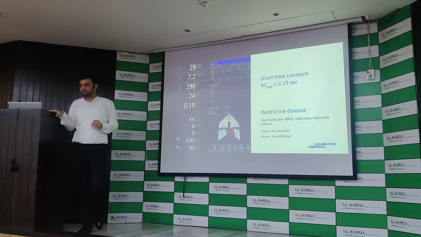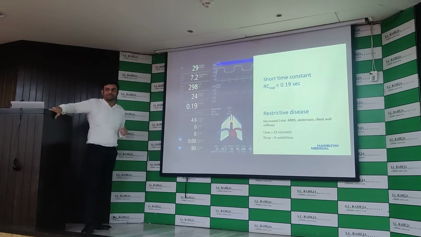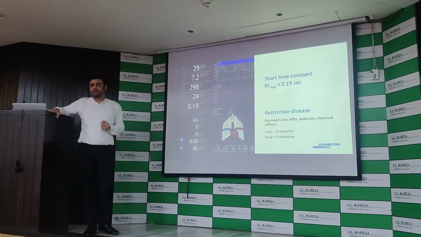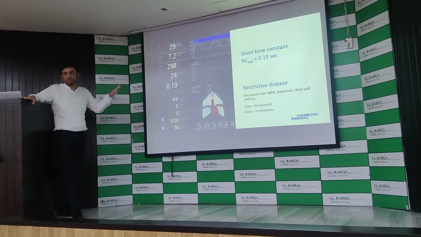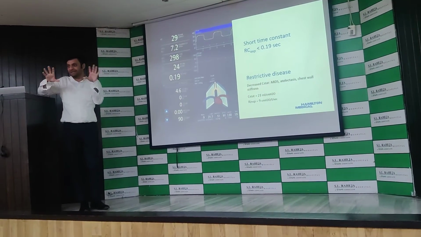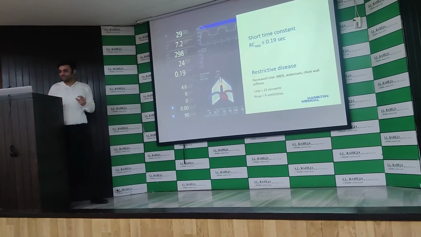So if there is pleural effusion, it will show a restrictive pattern. Pattern it can show, but it will not give direct visualization of the pleural effusion. I mean, we cannot relate it to the EIT part, visualizing the effusion.